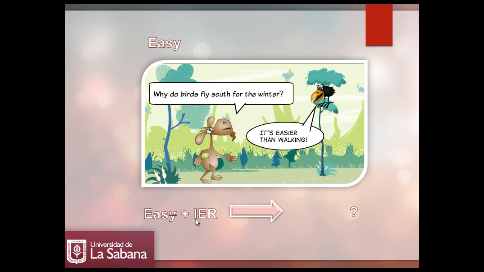Can you form the superlative degree? How will you spell it? It will be the easiest with the I instead of Y at the end.